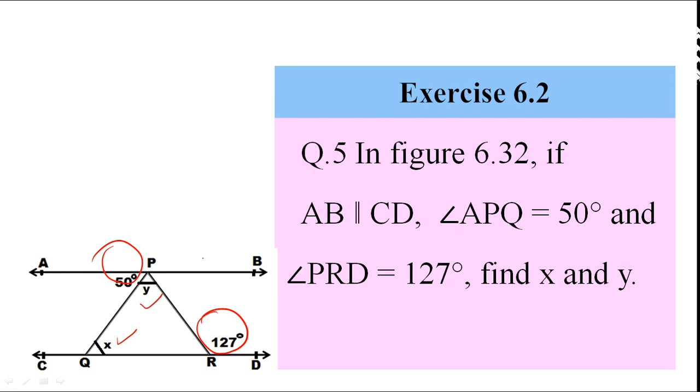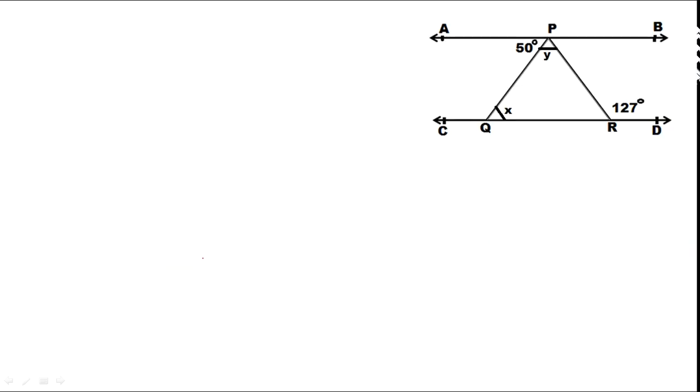Okay, let us start the process. Now you can see I am writing APR, and AB is parallel to CD, it is given in the question. Now angle APR, just see in the diagram, is equal to PRD. What is the reason? The reason is alternate interior angles.